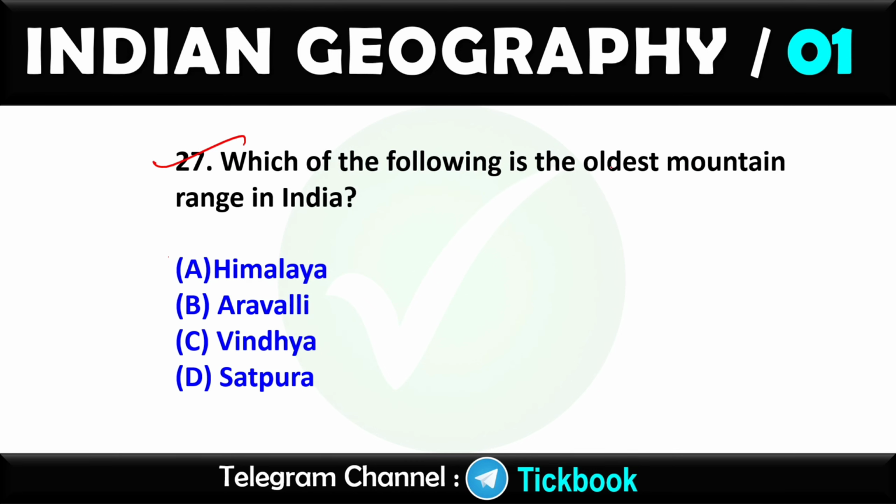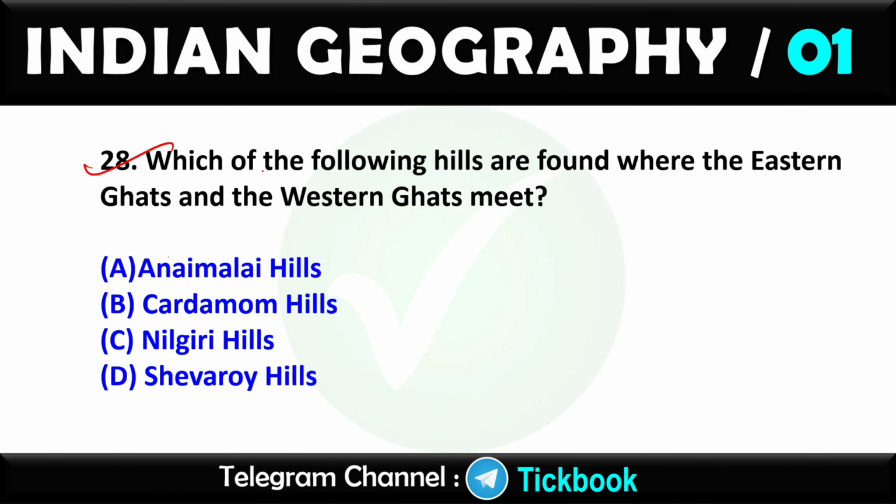27. Which of the following is the oldest mountain range in India? Option number B, Aravalli is the right answer. 28. Which of the following hills are found where the Eastern Ghats and Western Ghats meet? Option number C is the right answer, Nilgiri Hills.